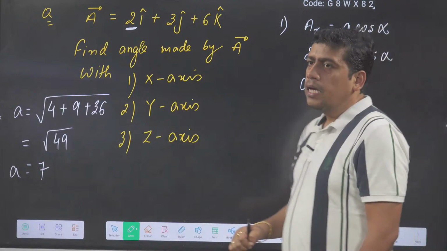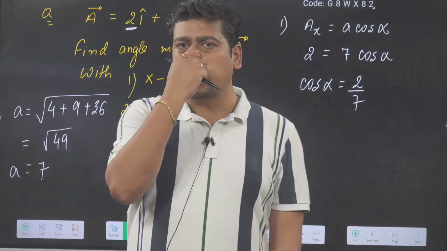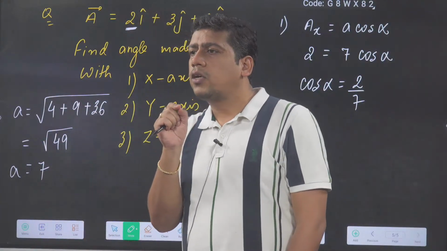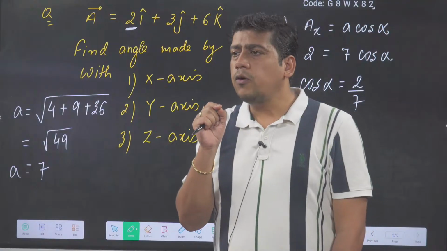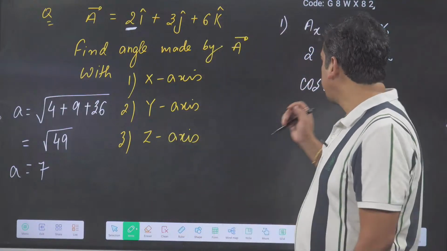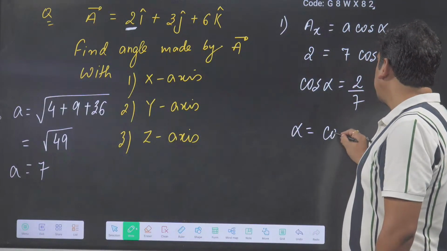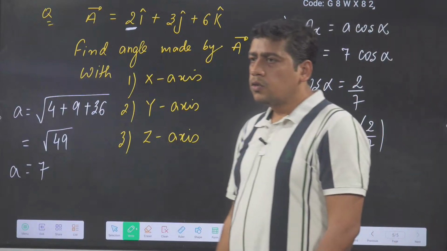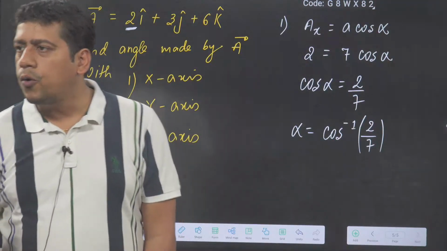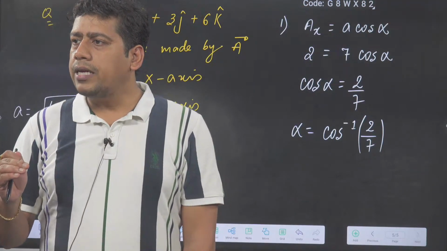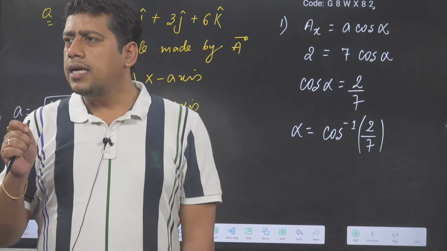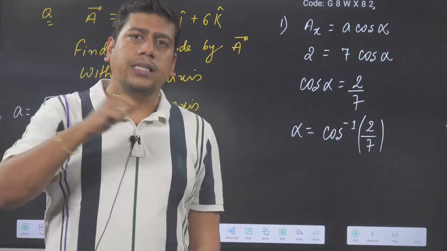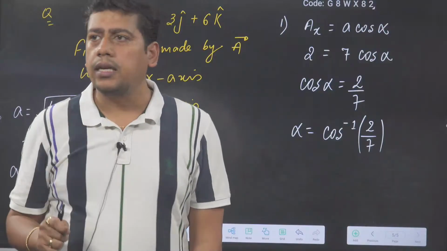is 2 by 7. So if someone asks you what the direction cosines are, the first direction cosine will be 2 by 7. But I'm not asking you direction cosine, I'm asking you angle. So the answer will be cos inverse 2 by 7. Three students have told 2 by 7, 3 by 7, 6 by 7, but you are almost there. 2 by 7 is not the angle. Cos inverse 2 by 7 is the angle. 2 by 7 is the direction cosine. I hope you understand this point.